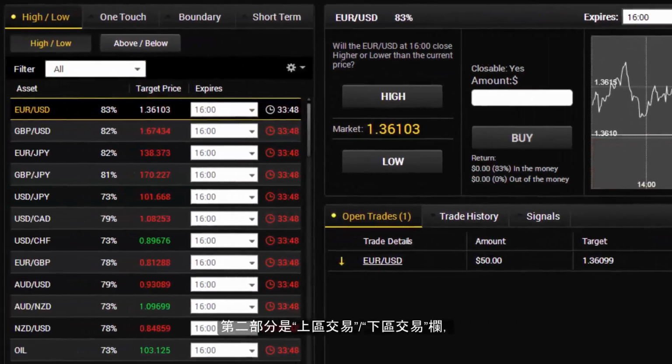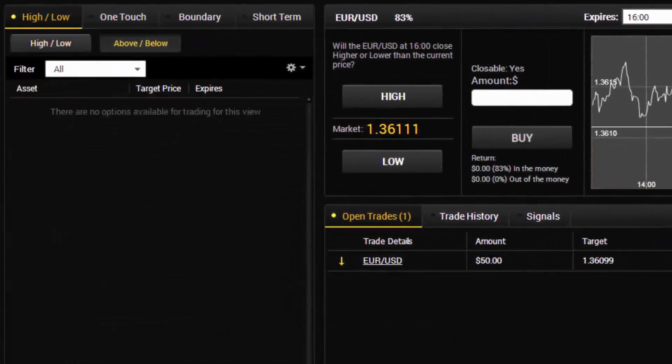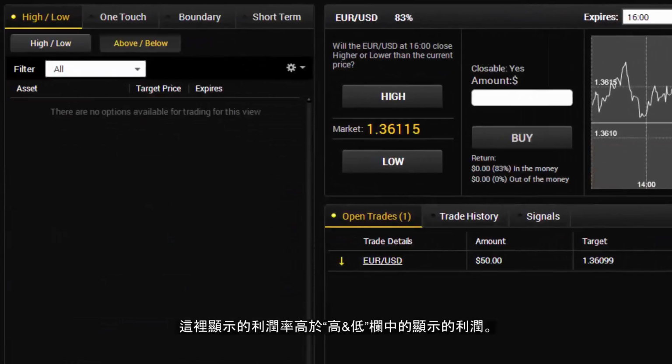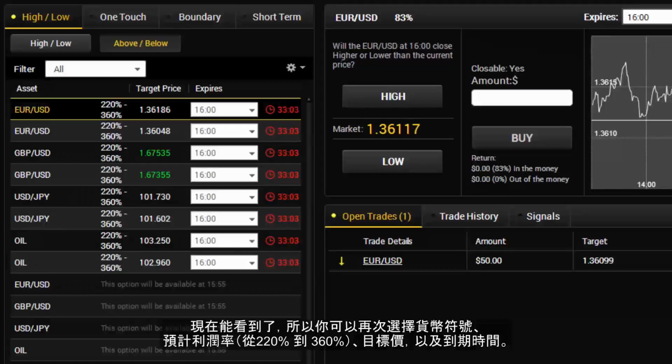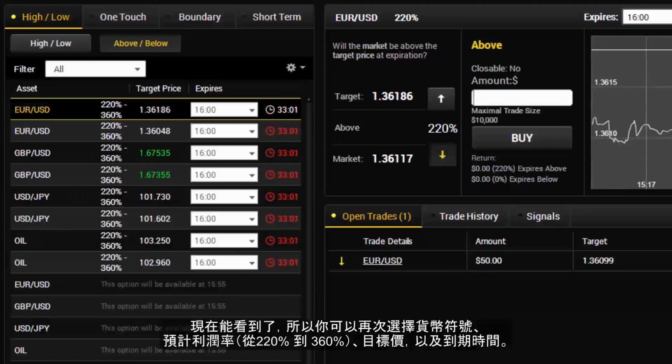The second part is the Above or Below section, which at this time is not available to traders. The percentage of payout or profit here is higher than in the High and Low section. This is now available, so again you can choose the symbol, the amount of payout from 220% to 360%, the target price, and finally the expiry time.